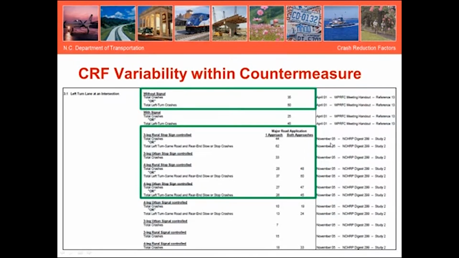What we now have available as of 2005 was a new study that came out, and it really broke the data down into 3-leg rural stop, 3-leg urban, 4-leg rural stop, 4-leg urban. So what we've advised our field engineers to do is pick the CRF that best fits their situation out of the ones that are available here.